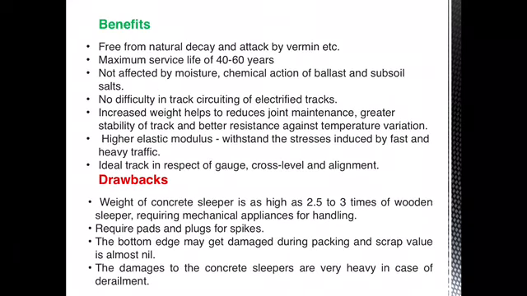When you look into the benefits, we have a lot of benefits with the concrete sleepers. Anyways, the concrete sleepers are the ones which are mostly used. These are free from natural decay and attacks by vermin, unlike the wooden sleepers. They have a maximum service life of 40 to 60 years, and are not affected by the moisture or chemical action of the ballast and subsoil. There is no difficulty in maintaining the track circuit, because concrete is a bad conductor of electricity. You can easily maintain the track circuits.